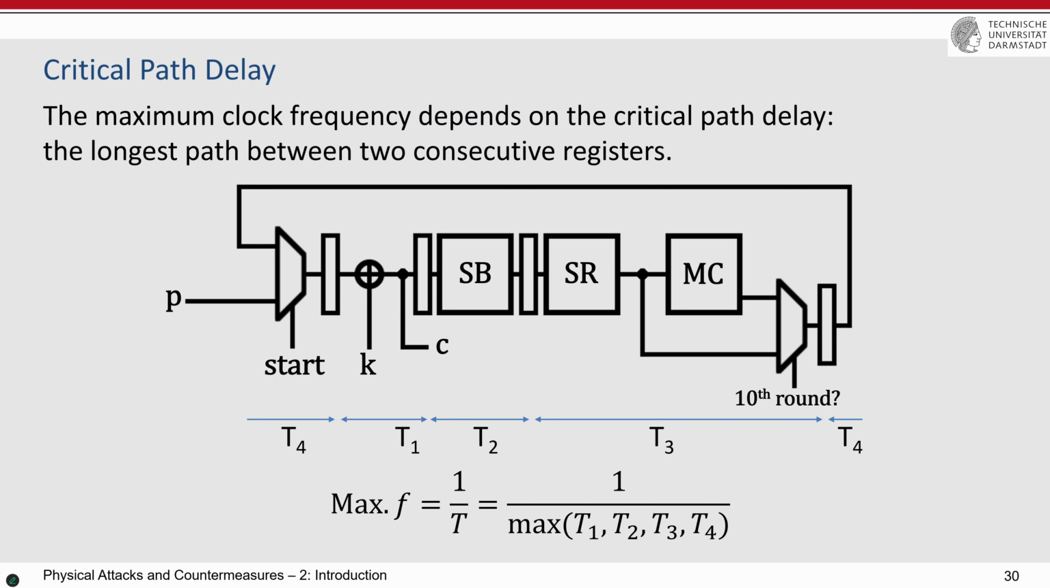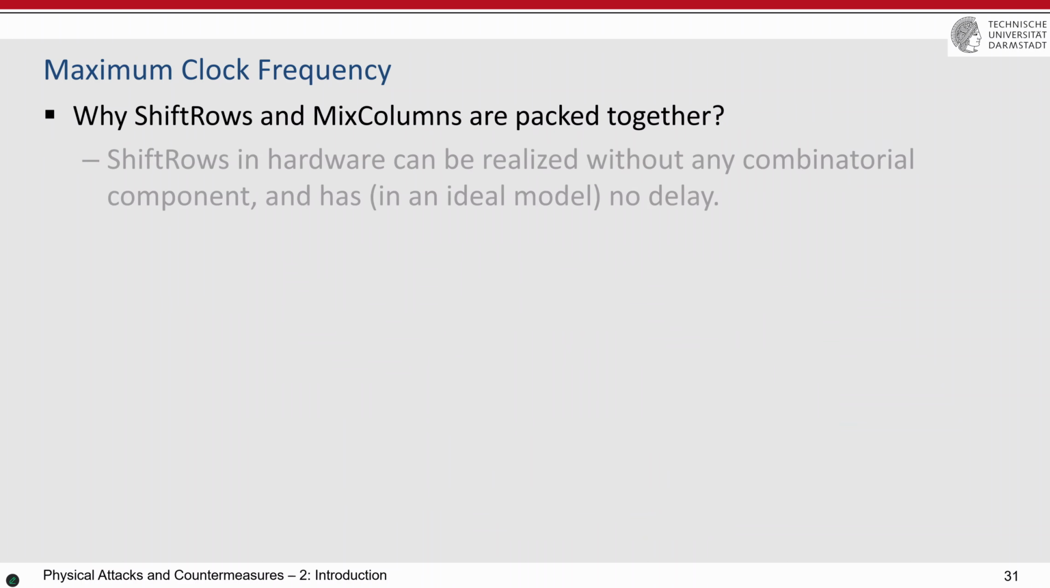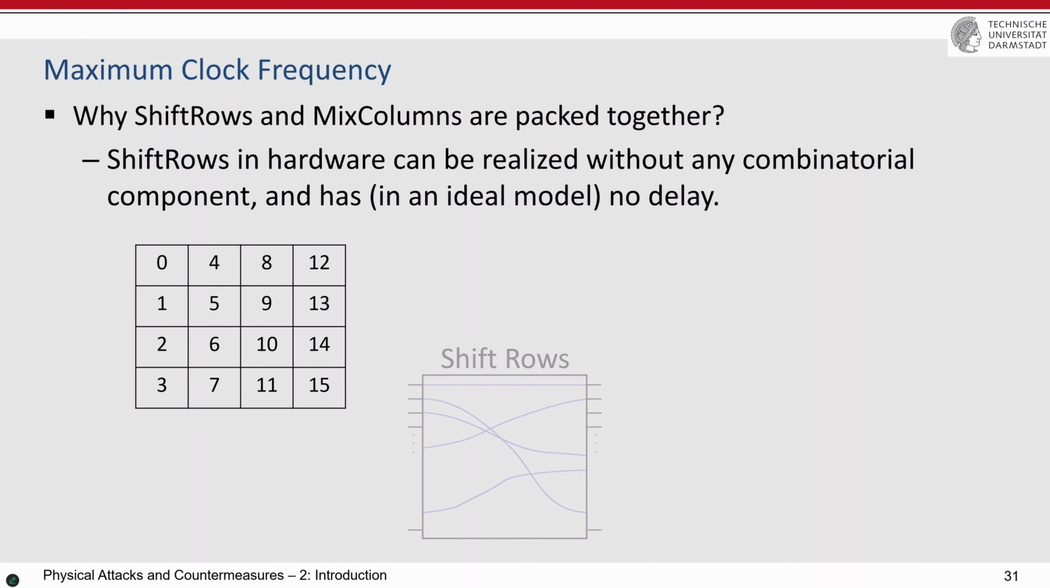One question is, why in hardware you see here shift rows and mix column are packed? We didn't put a register here because shift rows is actually in hardware just routing, just bit permutation. It means that you do not actually perform anything, it doesn't go through any gate. It has some delay, but it's much, much smaller than having a combinational circuit.